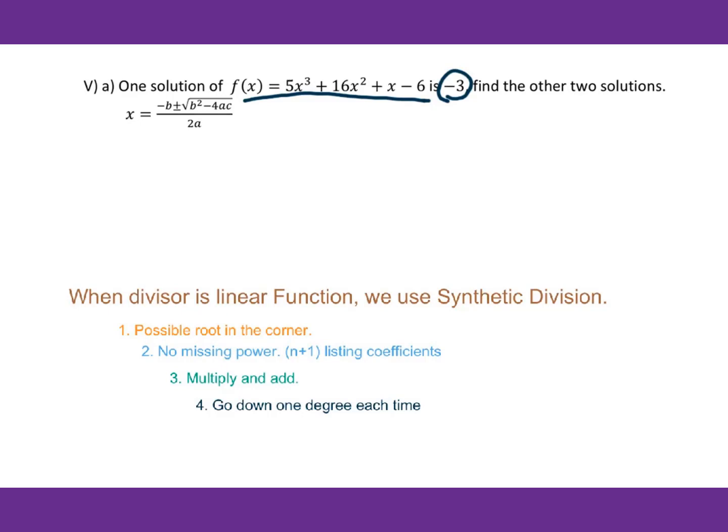Here's the rule for synthetic division. Roots in the corner, no missing power. Then you do multiplication and add. Go down 1 degree each time. You are given the root, that's negative 3. No missing power. For this polynomial, there's no missing power. So we write down 5, 16, 1, negative 6.